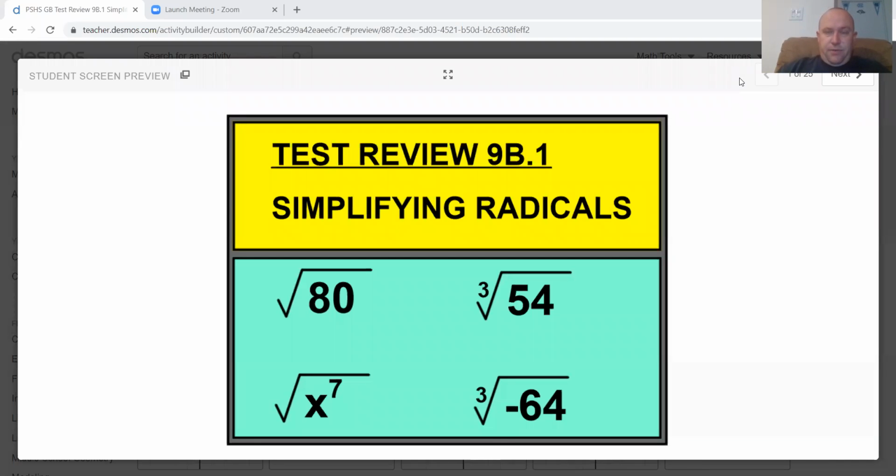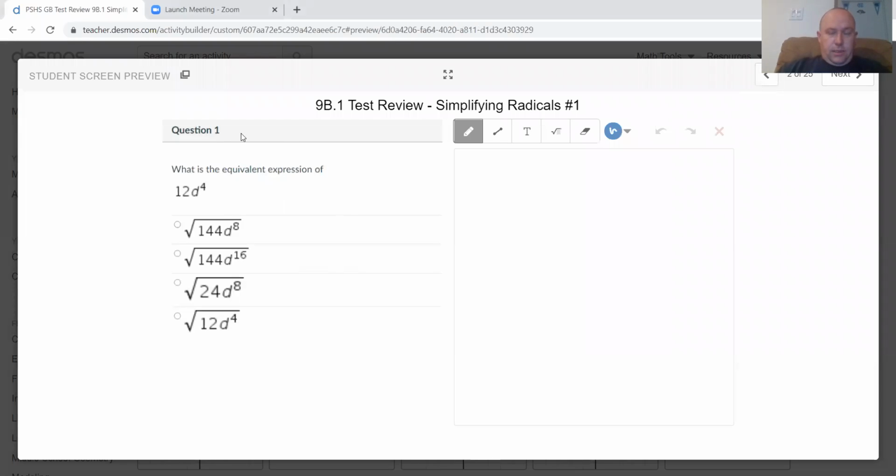Okay, this is the test review for 9B.1 on simplifying radicals. So we're going to be looking at square roots, cube roots, and also square roots with variables. We don't get cube roots with variables, but we can have negative numbers for cube root questions. So these are the questions that you'll see. And I put myself a little sketch pad here so I can start working through these.